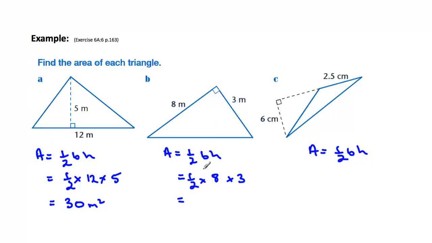And notice it's in metres. So half of 8 is 4. 4 3s are 12. 12 metres squared. This one's in centimetres, so let's make sure we change that correctly. Now this is an interesting one.